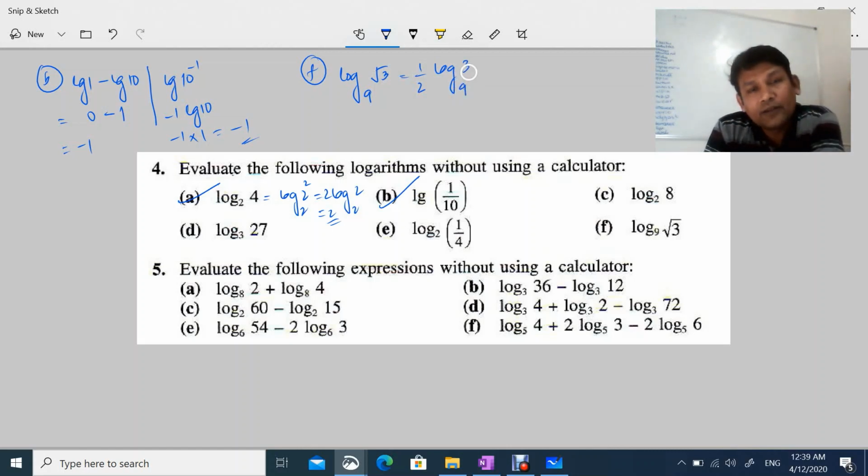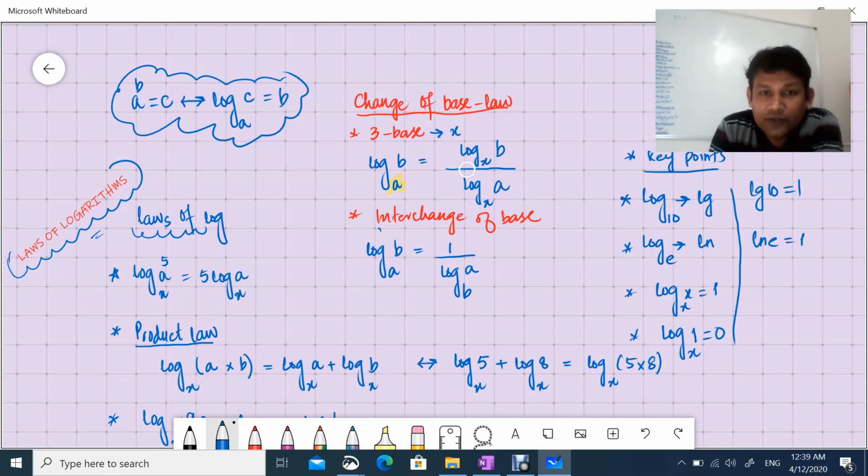How can I make it 9? Can I make it 9? Is it possible? Or what you can do, there are a number of methods. You can interchange this. Remember I have discussed with you the interchange, 1 upon change of base.